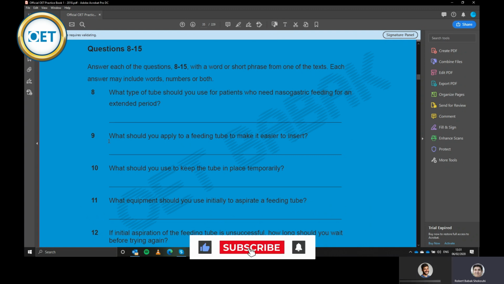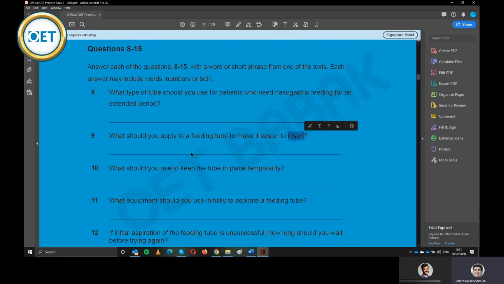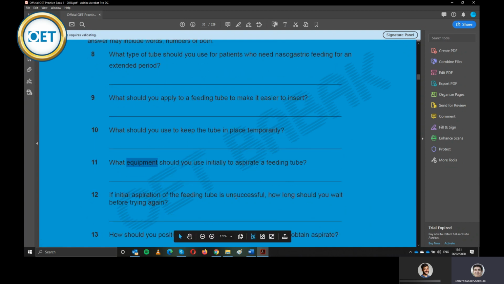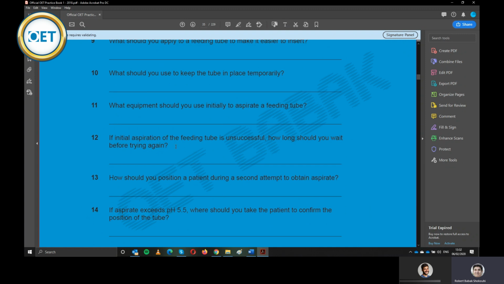So what should you apply to the feeding tube to make it easier to insert? Probably a lubricant. We know we need to go to where we have the insertion. Again, it's part B. What should you use to keep the tube in place temporarily? Okay, so we have to check. What equipment should you use initially to aspirate? You can underline this. If initial aspiration is unsuccessful, how long should you wait? That is probably in part C.